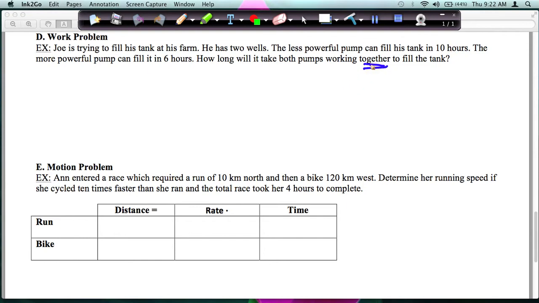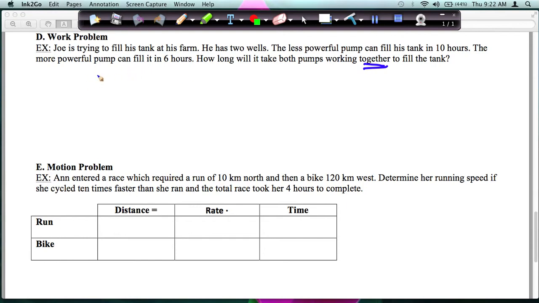So one thing is you should reason through the problem. If they're working together, it should take less than this smallest time here because it should be faster. There you have two pumps working. So if you get an answer greater than 6, that tells you that something's wrong with your answer.